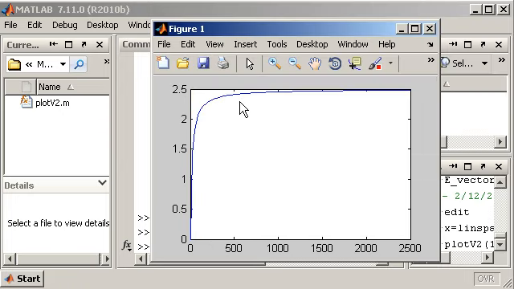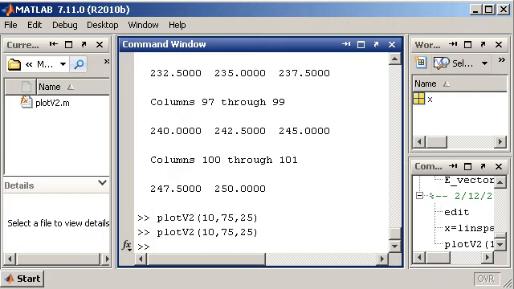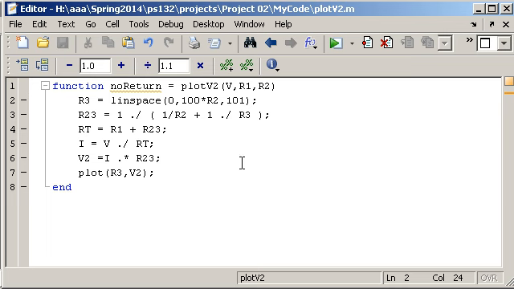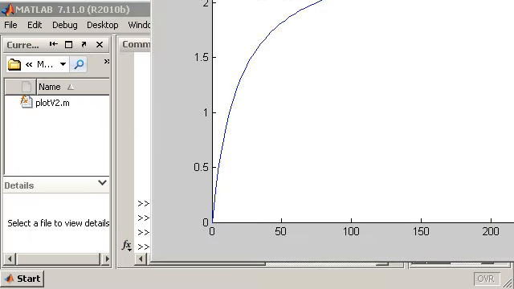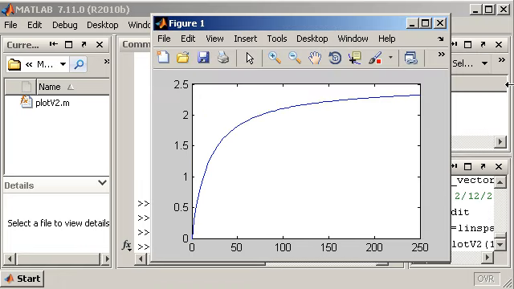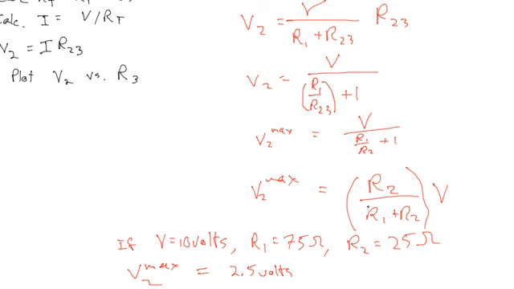Sure enough, asymptotically approaches 2.5 volts, and that goes from 0 to 2500. And now to fix it so that it's what we were asked to do, just go up that far. Control S to save it, run it. Looks like a beautiful graph. It looks kind of like one of those 1 minus exponential functions, but it's not.